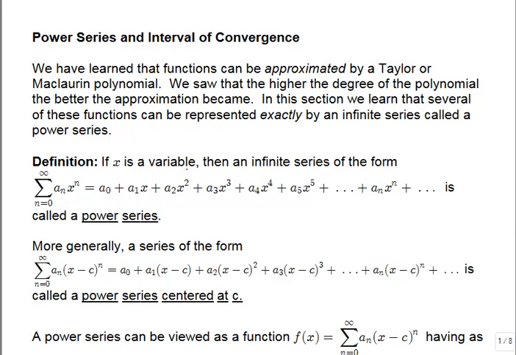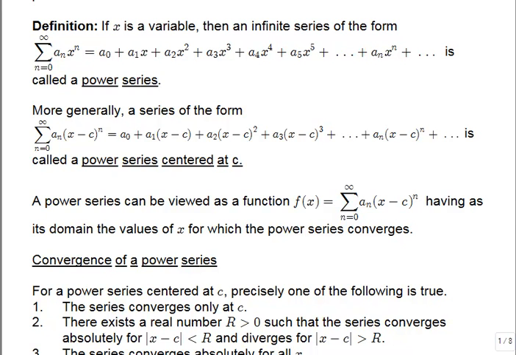If x is a variable, then an infinite series of the form a sub n x to the n from 0 to infinity, which would expand into a sub 0 plus a sub 1 x plus a sub 2 x squared plus a sub 3 x cubed and so on, is called a power series. In general, you can have a series that's centered at any value c. So you can take a series of the form a sub n (x minus c) to the n, which would be a sub 0 plus a sub 1 (x minus c) plus a sub 2 (x minus c) squared and so forth. And this is a power series centered at c.